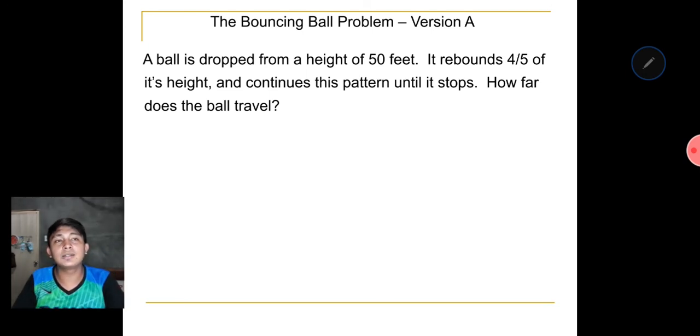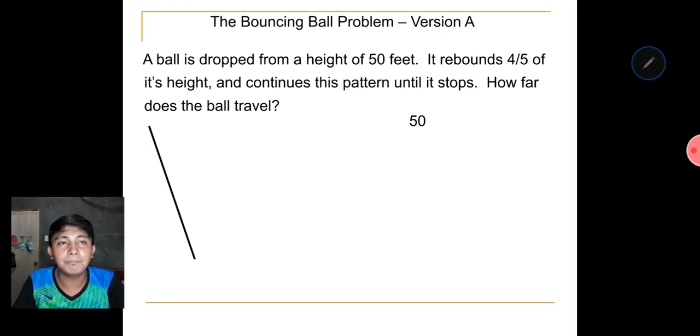Okay? Then, hanggang sa tumigil siya mag-bounce. So ano kaya yung total ng distance nung kanyang tinravel hanggang sa mag-stop siya? Okay? So paghulog ng bola, that is 50 feet. Kunwari, let us illustrate para mas maintindihan natin.